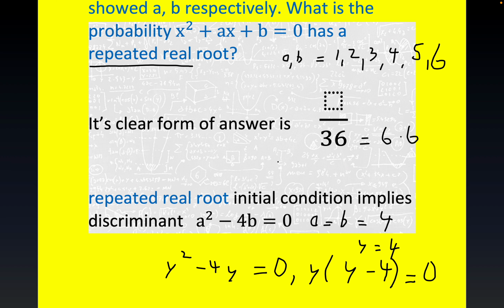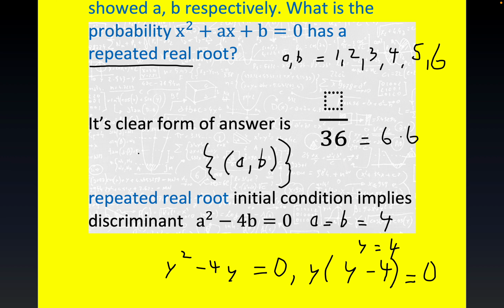Remember, the outcome space is a set of the form A comma B, and there are 36 possibilities here. That's where this 36 comes from. A can take on any one of 6 values. B can also take on any one of 6 values. But A equals B equals 4 is just one of those events. 4 squared minus 4 times 4 is 0. And so that's just one event in this space.